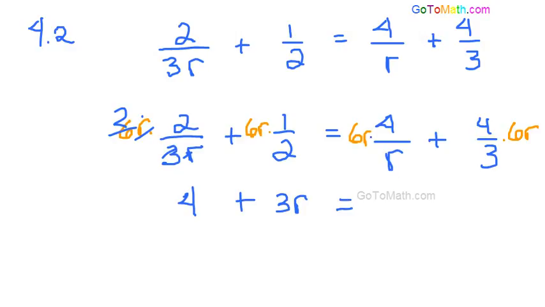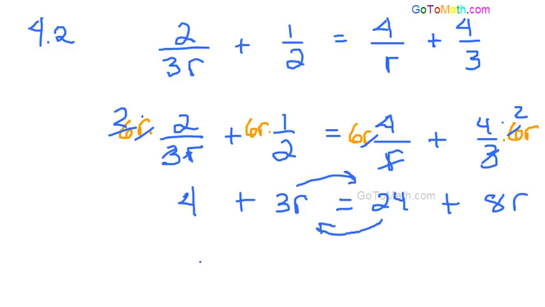is equal to, and r goes into r, 1 time, that's going to cancel out, and then 6 times 4 is 24, plus, and 3 goes into 6 2 times, and so that looks like that's going to be 4 times 2 is 8r. Right, 8r. Okay, so what we want to do here is go ahead and take this 3r over to the right hand side, and we'll take that 24 over this way.